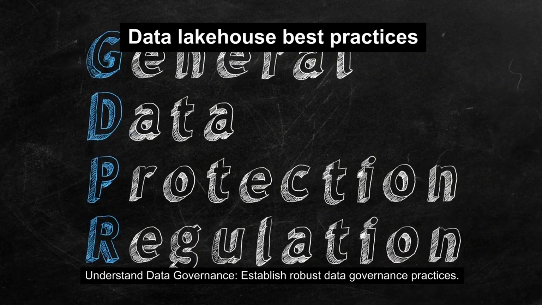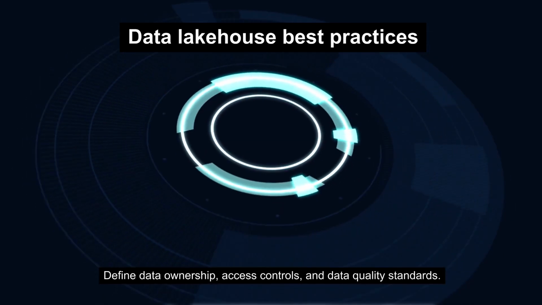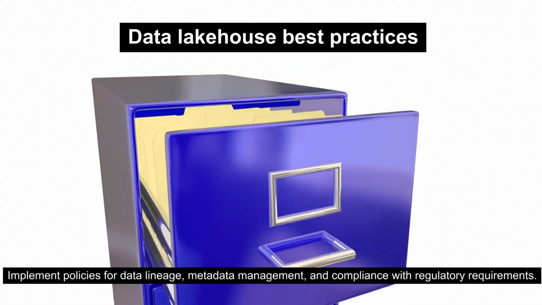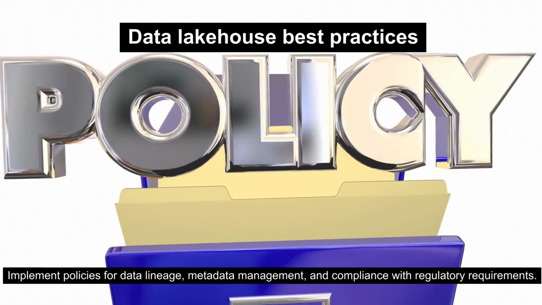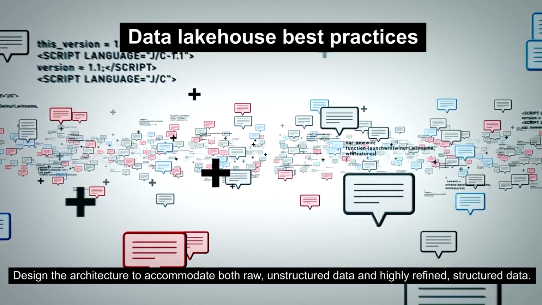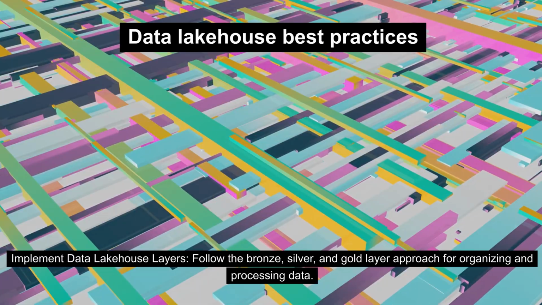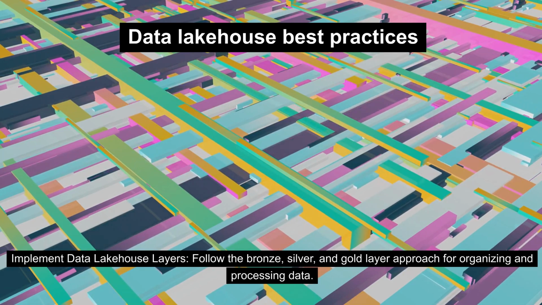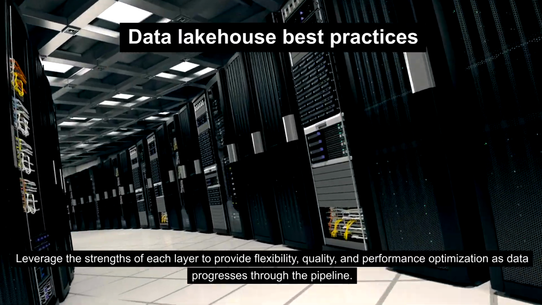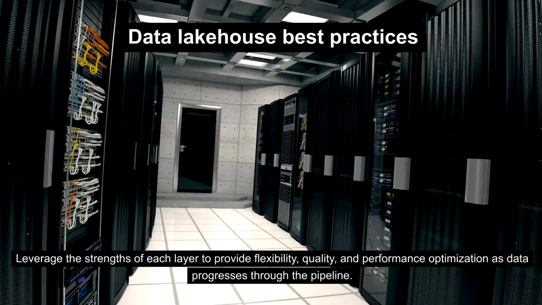Understand data governance. Establish robust data governance practices. Define data ownership, access controls, and data quality standards. Implement policies for data lineage, metadata management, and compliance with regulatory requirements. Design the architecture to accommodate both raw, unstructured data and highly refined, structured data. Implement data lakehouse layers. Follow the bronze, silver, and gold layer approach for organizing and processing data. Leverage the strengths of each layer to provide flexibility, quality, and performance optimization as data progresses through the pipeline.